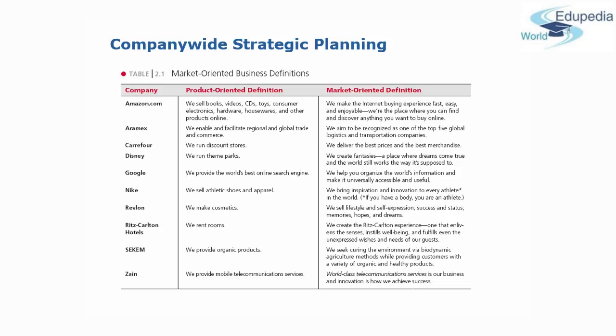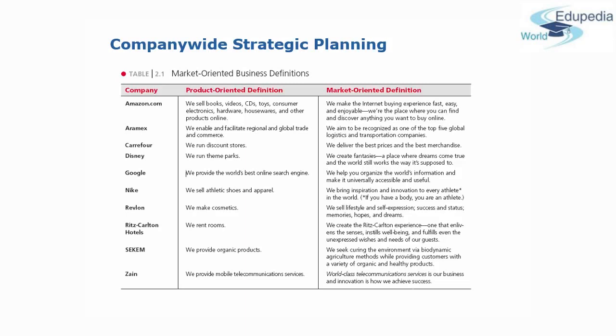Alright, Carrefour: we run discount stores. The market oriented definition is: we deliver the best prices and best merchandise. So quality products at lower prices. Disney: we run theme parks. Market orientation is: we create fantasies, a place where dreams come true, and the world still works the way it's supposed to. Google: we provide the world's best online search engine. And the market oriented definition: we help you organize the world's information and make it universally accessible and useful.